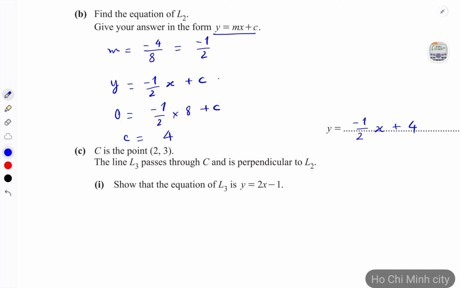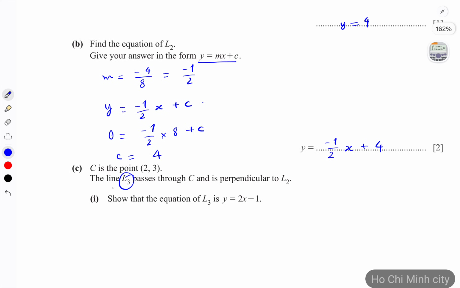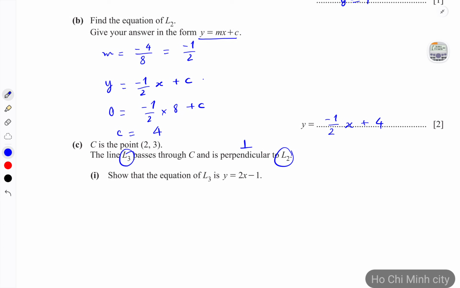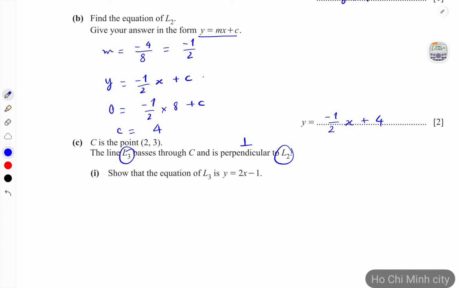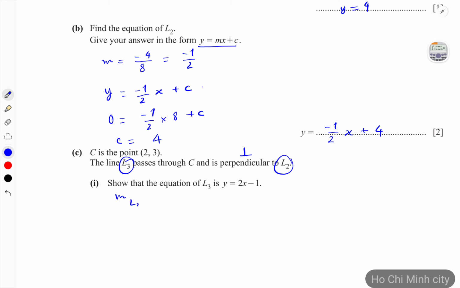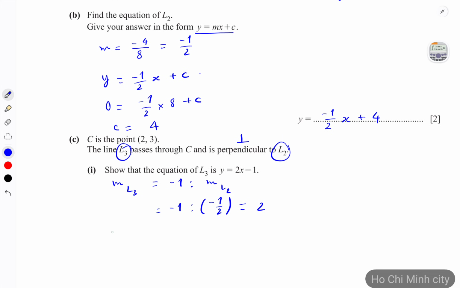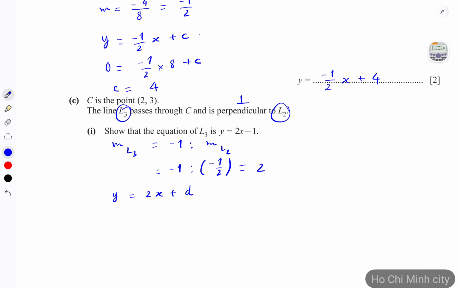Show that the equation of L3 is y equals 2x minus 1. All right, so because we know that L3 is perpendicular to L2, it means that the product of two gradients is negative 1. So the gradient of L3 is going to be negative 1 divided by the gradient of L2. Negative 1 divided by negative 1 over 2 is 2. So now we know the formula of the line L3 is going to be y equals 2x plus d, and we need to find out the value of d.